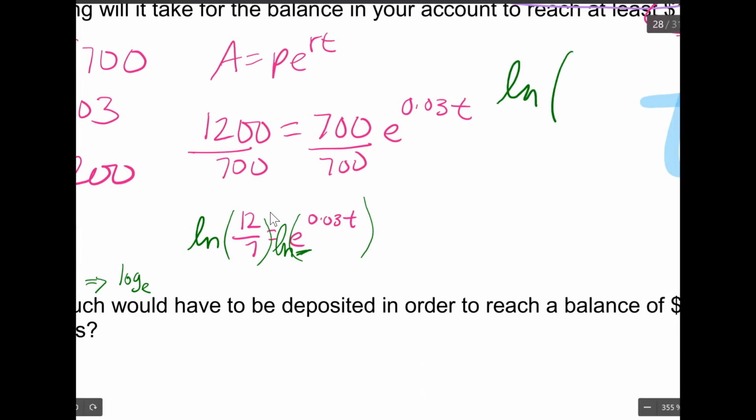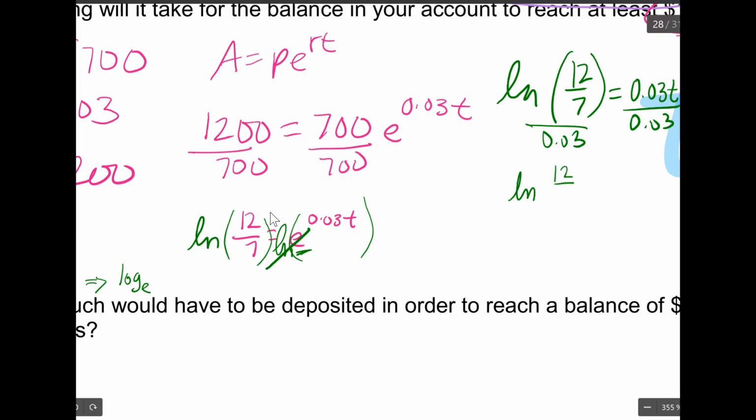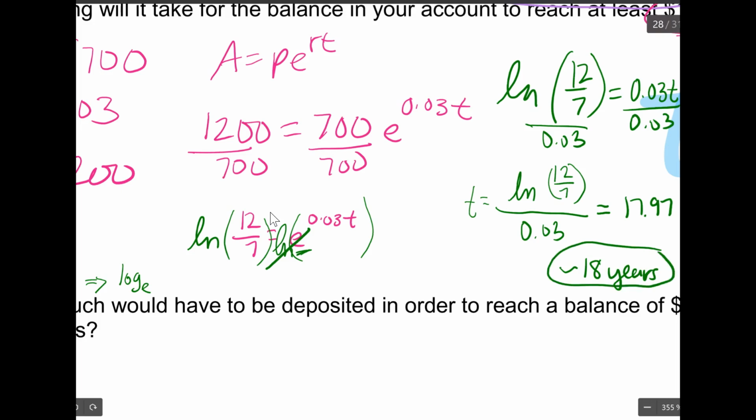So I have ln of 12 over 7 equals, let's see, ln and e on the right side more or less cancel each other out, so I have 0.03 times t. Last step to get t by itself is to divide by 0.03. So I have ln of 12 over 7 all divided by 0.03, and this will be my time. Should be like 18 years. Make sure it's ln of 12 over 7, all divided by 0.03.